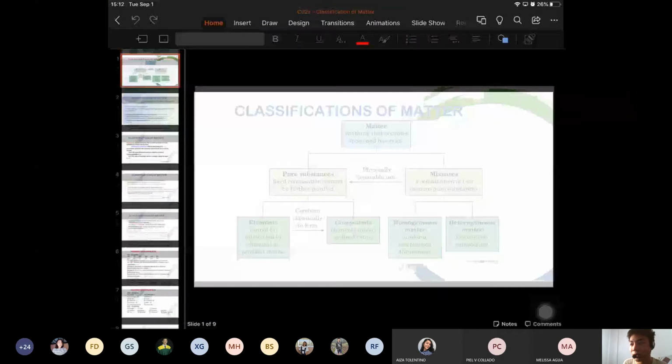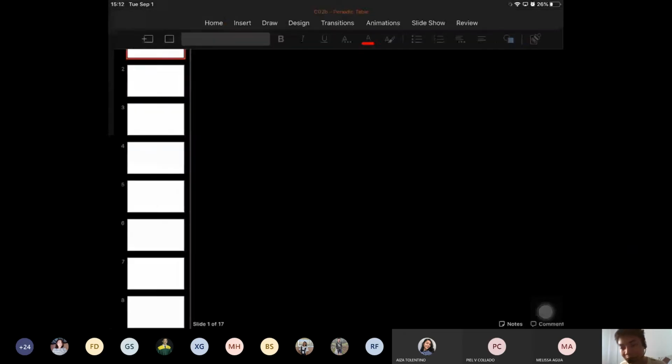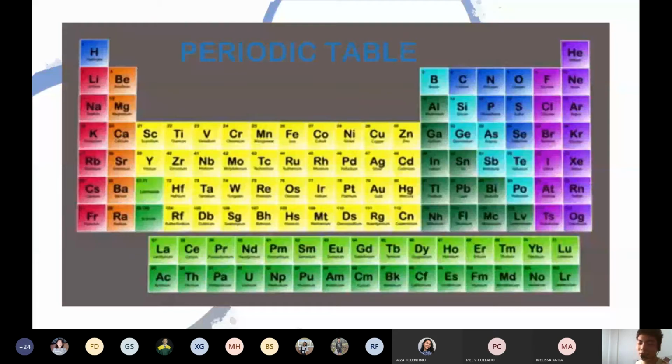The atomic theory will be discussed by your laboratory. We're done with matter. We will now proceed to the periodic table. We said the simplest form of matter are the elements. We know we have 118 elements to this date. Can more be added, sir? Yes, we're yet to discover the universe. We're just starting to explore it, so we can discover more elements. But the idea is that we have 118 elements.